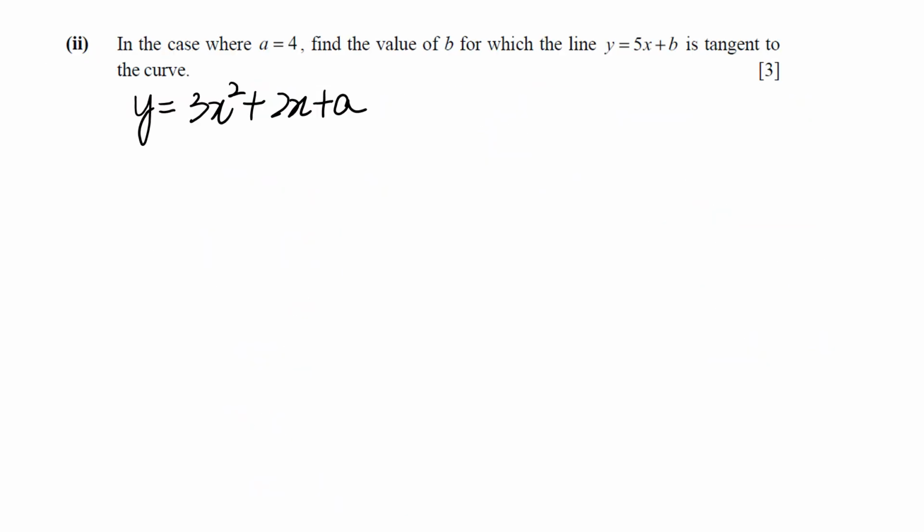Right, so in part 2 of the question, we need to substitute a equals 4 and find the values of b for which the line is a tangent to the curve. Alright, so what do you understand about a line being a tangent to the curve? Yes, when the line is a tangent to the curve, it means the line will touch the curve at only one point. And if the curve and the line touch at one point, it means there are two real but repeated roots.